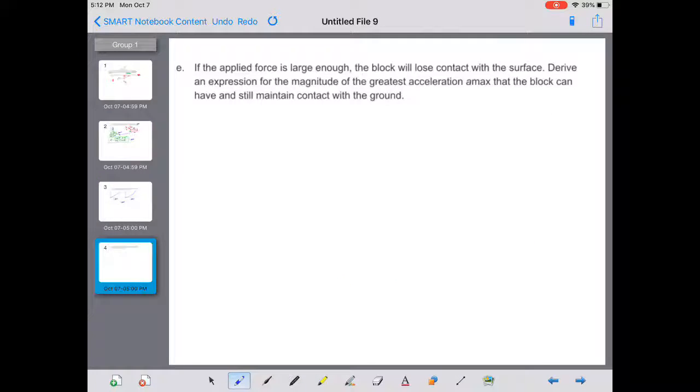I think this is the hardest part about this problem. So, if the applied force is large enough, the block will lose contact with the surface. Derive an expression for the magnitude of the greatest acceleration that the block can have and still maintain contact with the ground. All right. The biggest thing here is this statement right there. There's a certain point where the applied force is so large that the block is going to lose contact with the surface. It is at this point that your normal force is equal to 0 newtons, because guess what?